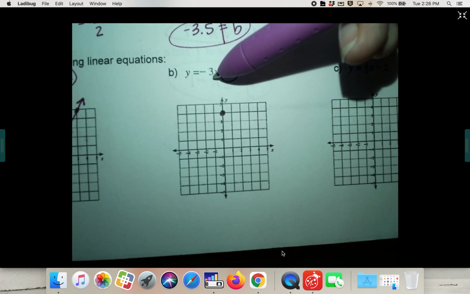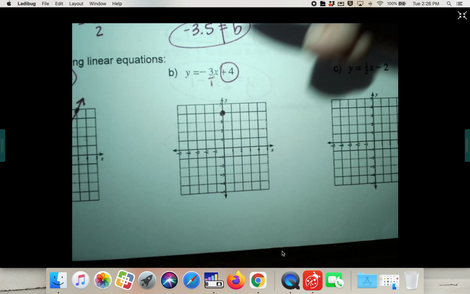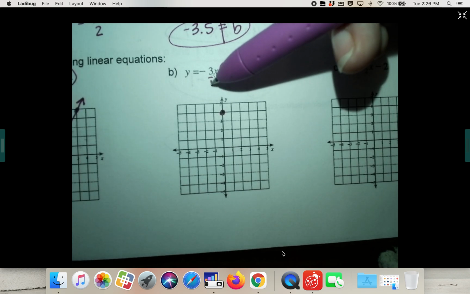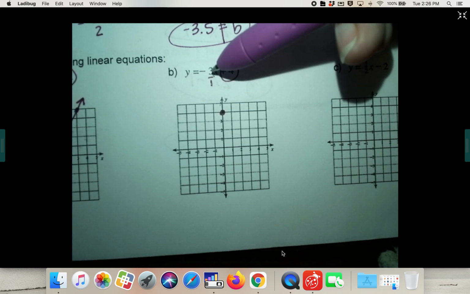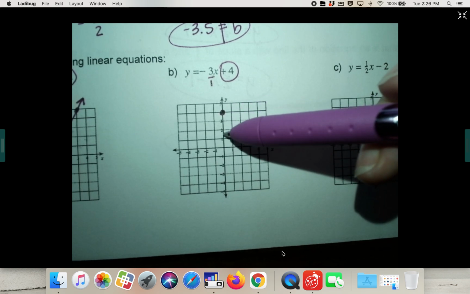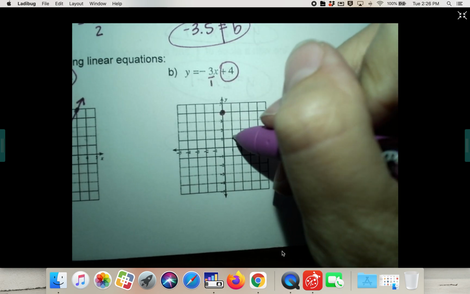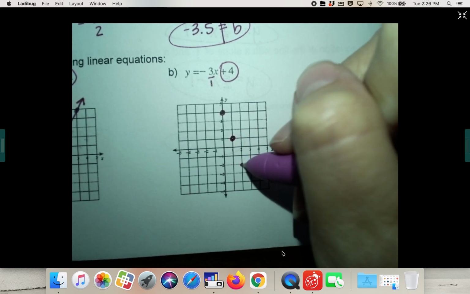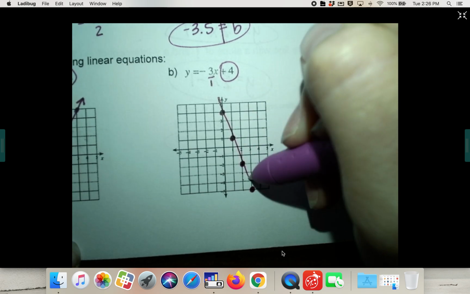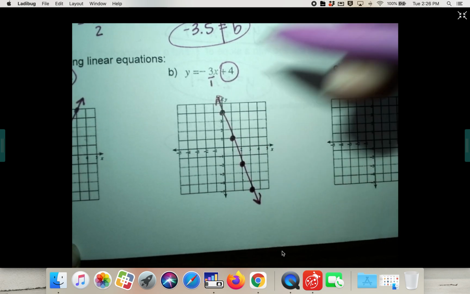And if it's a whole number, you have to change it into a fraction because this only tells me how many I rise or fall. It doesn't tell me how many I run. So -3 over 1 means from this dot, I'm going to go down 3 over 1. Down 3 over 1. Straight line through it, arrows on both ends.